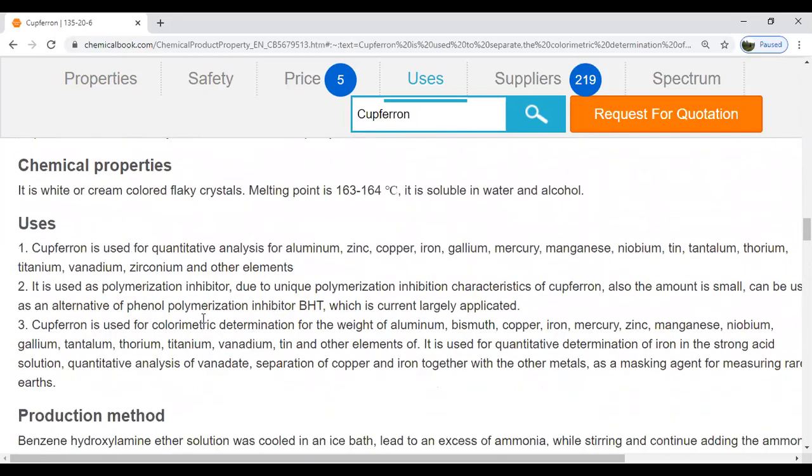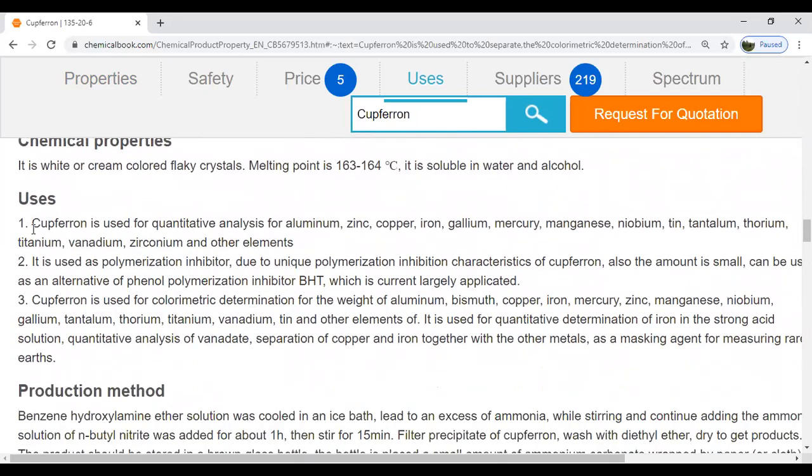Chemical properties: uses. Cupferron is used for quantitative analysis of aluminum, zinc, copper, iron, gallium, mercury, manganese, and other elements. It is used in polymerization in vitro due to the unique polymerization characteristic of Cupferron. Also, small amounts can be used as an alternative to phenol polymerization into PST, which is currently largely applicable. Cupferron is used for colorimetric determination of aluminum, bismuth, copper, iron, mercury, and all these ions.